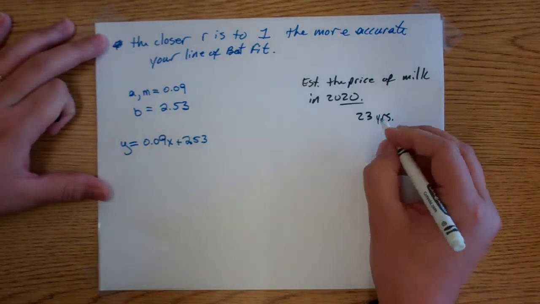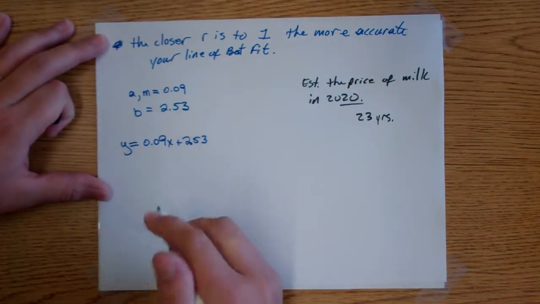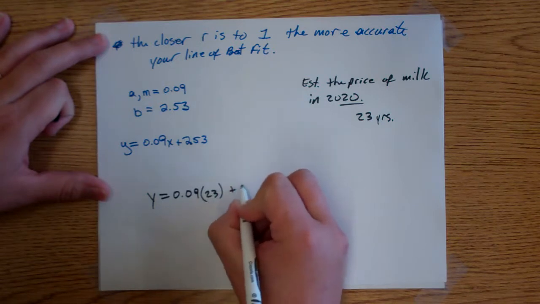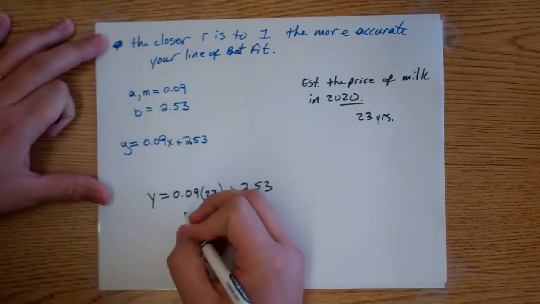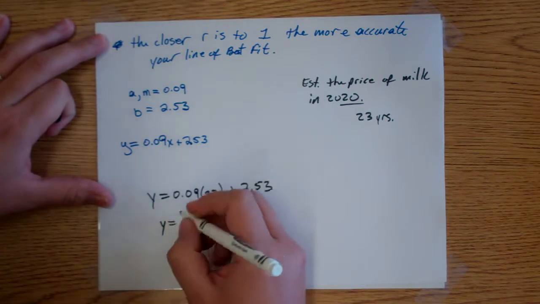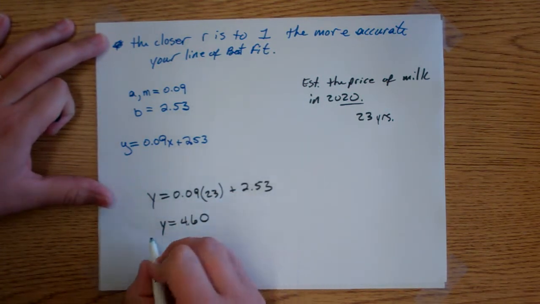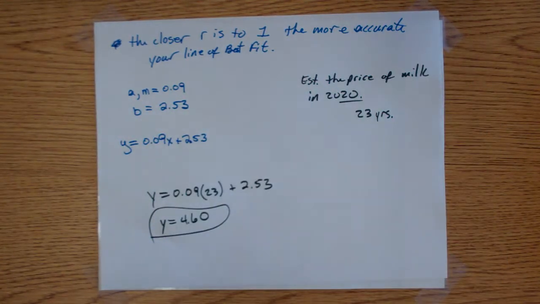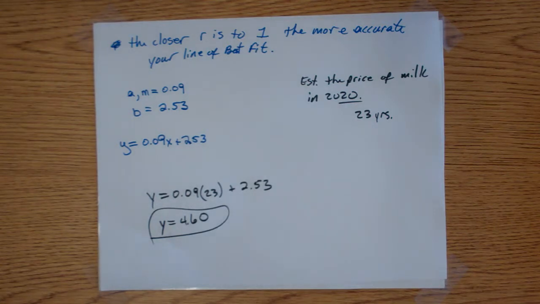All right. Well, if you remember, this is also our x value. Well, you put your x in right here. Y equals 0.09 times 23 plus 2.53. You simply do your math, and you're going to get y equals $4.60. So once you get your equation, you can estimate the price of milk pretty accurately, because since our correlation coefficient was very, very close to 1, this is going to be a pretty accurate estimate. Okay, so it's going to be about $4.60. I'd say give or take 15 cents.